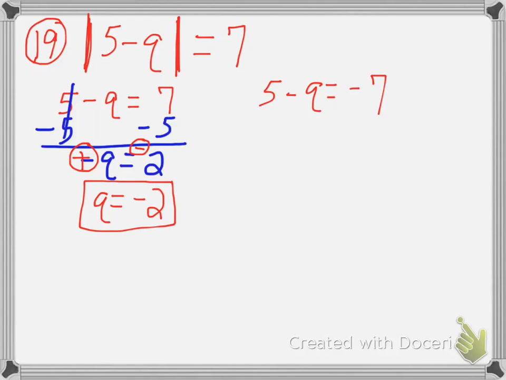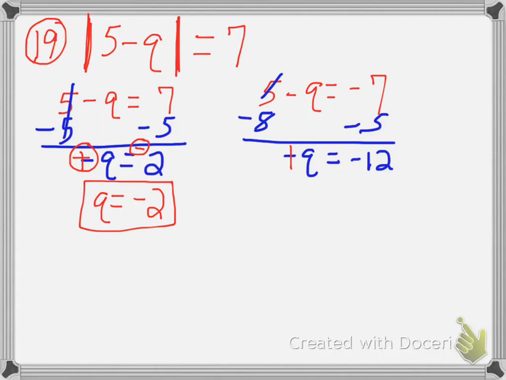Now go ahead and move the work on to the second part here. Same exact process. That's a positive 5, so I'm going to go minus 5 and minus 5. The 5 and negative 5 cancel. That leaves us with negative q equals negative 7 and negative 5 is a negative 12. Same as before, since I have a negative, I want to make that a positive. I can do that as long as I change the sign on the other side. Make that a positive. So that leaves us with a positive q equals a positive 12. And that's my second answer.